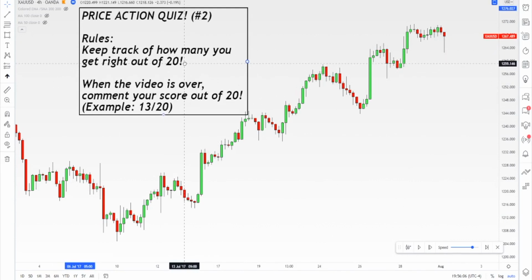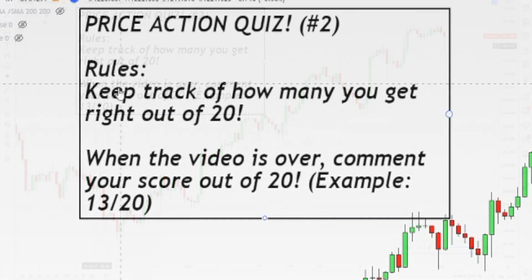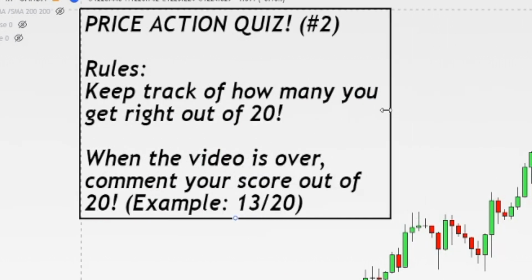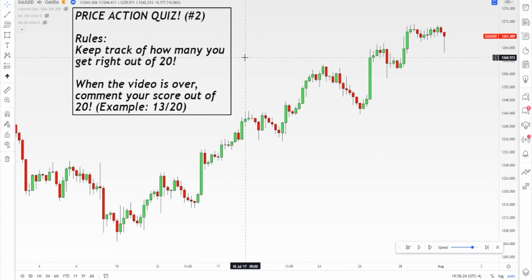So again, we did this once already. It was really popular, so we're doing it again by popular demand. The rules are very simple. Keep track of how many you get out of a total of 20. Now, you'll have to make sure you stay to the end of the video so that you can watch for all of the different trade setups and keep track of your score. So if you're not at a point where you can watch the full video right now, then of course, maybe you could just save this to your watch later or something on YouTube and come back.